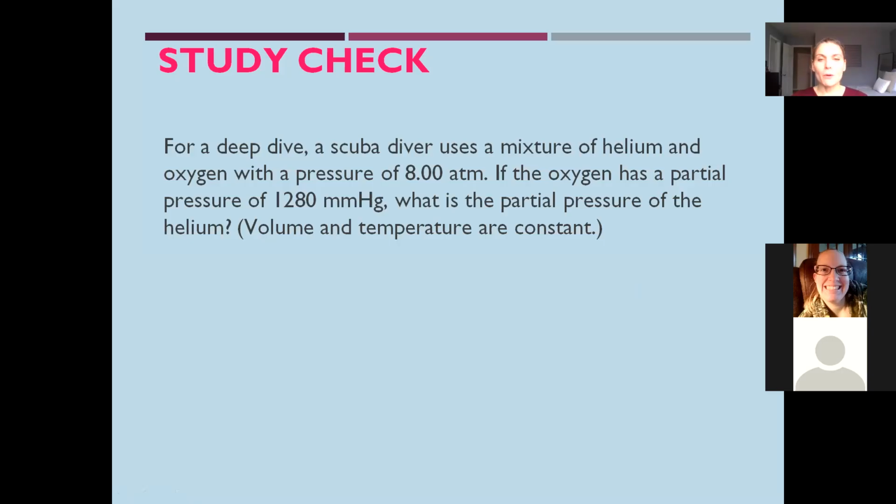All right, so let's think about partial pressure for a minute and see where this will go with us. For a deep dive, a scuba diver uses a mixture of helium and oxygen with a pressure of 8 ATM. If the oxygen has a partial pressure of 1280 mmHg, what is the partial pressure of helium? So now we're going to play a little backwards roll, if you will. So we know that we have this mixture of helium and oxygen.